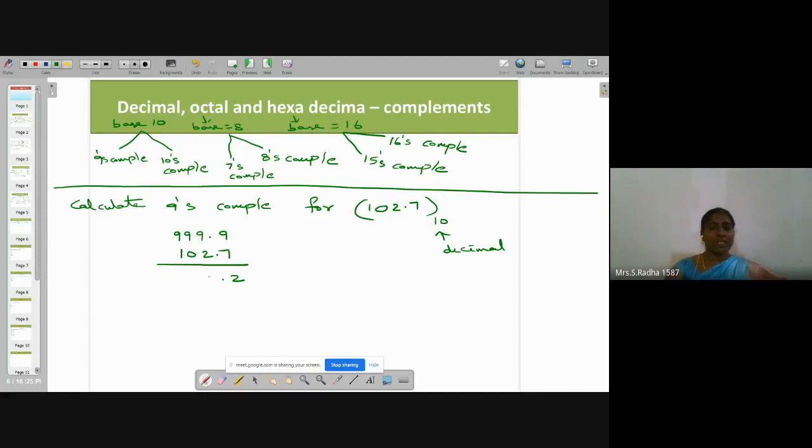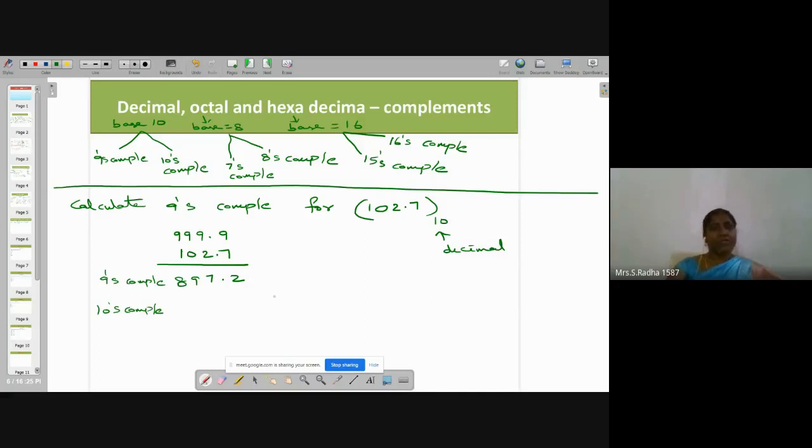2, 7, 9, 8. This is the 9's complement for the given number. If you want to calculate the 10's complement, add plus 1 to the LSB. That will give the 10's complement.